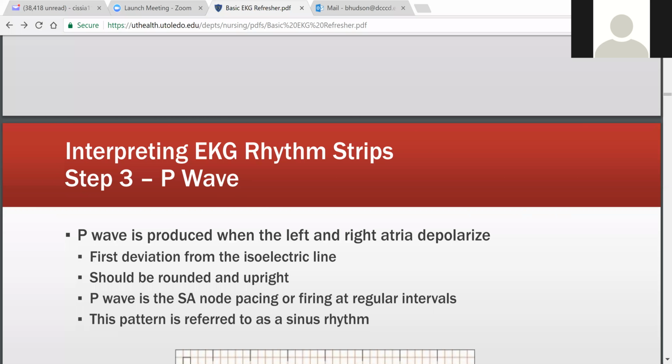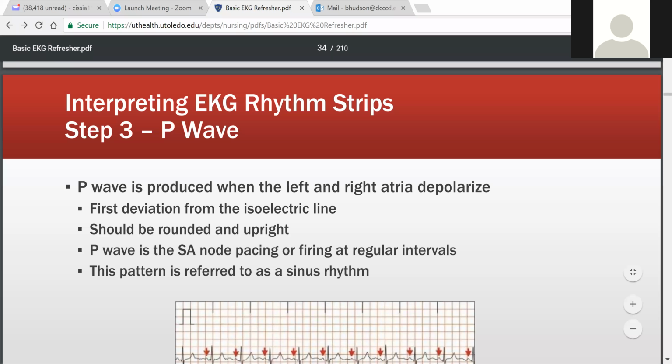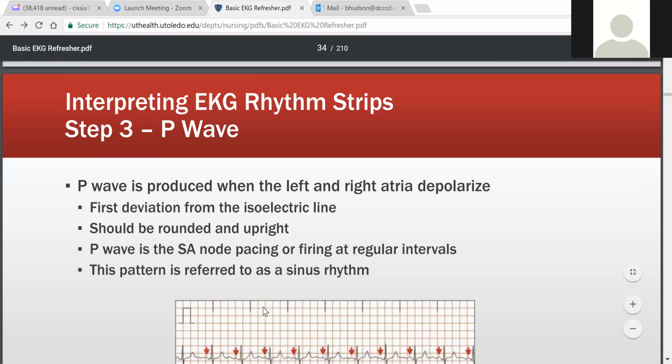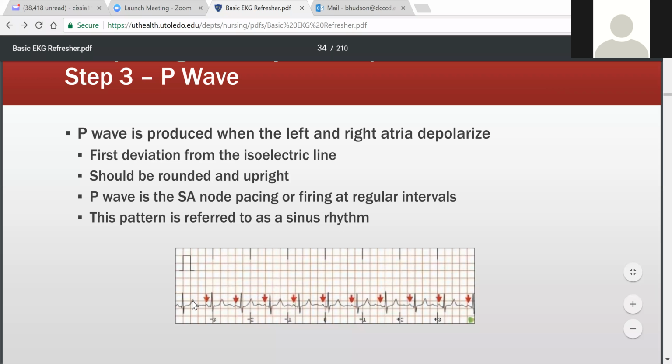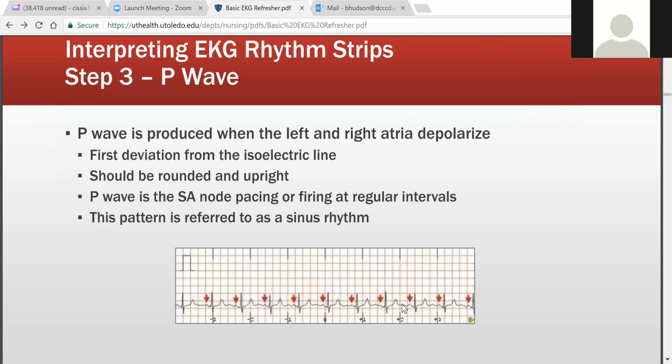Okay, so a P wave is produced when the left and right atria depolarize. So here, this is a P wave, this is a P wave, this is a P wave, and overall they look the same. So we don't have some that are super pointed or some that are super rounded. They pretty much have an equal pattern. So that's what I mean by a P wave in front of every QRS.